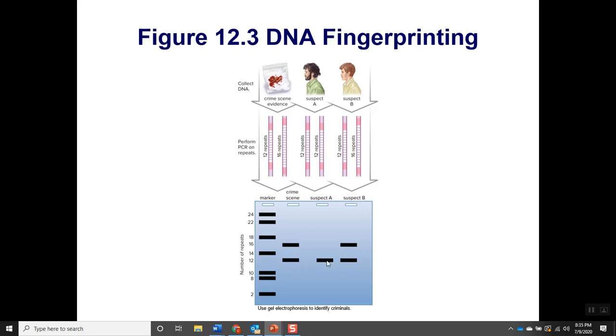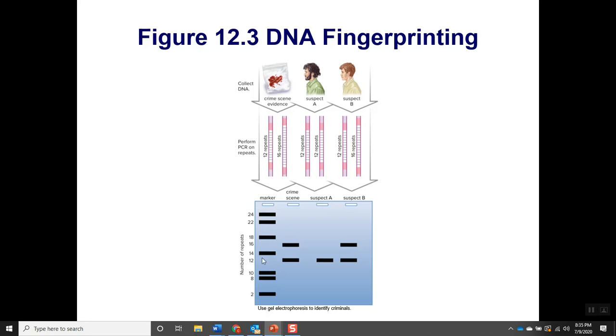Next, we have suspect A. We have 12 repeats on both alleles, which then says we only have one fragment. And then we have 12 and 16 for suspect B. So comparing crime scene with suspect DNA, we would say that suspect B is a match.